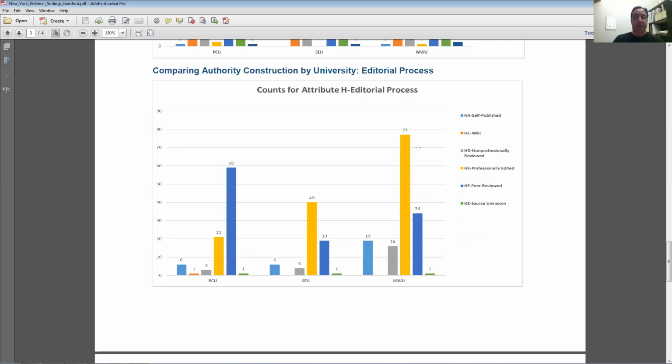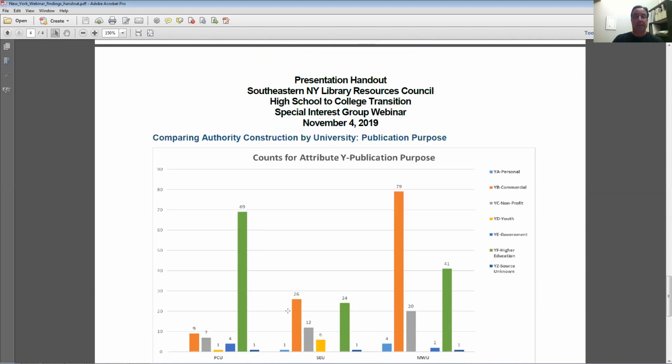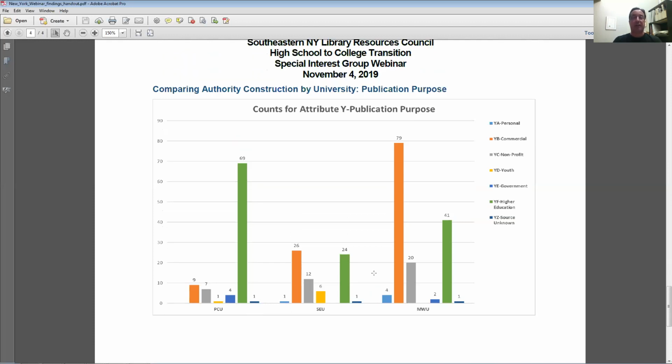Midwestern University students use many more professionally edited resources, whereas Pacific Coast University students use many more peer-reviewed types of resources. The same can be examined for the final attribute of the Y method, which is publication purpose. Again, we're starting to see the same trends reflected here. Pacific Coast University uses many more higher education resources, and Midwest University students use predominantly commercially published resources.